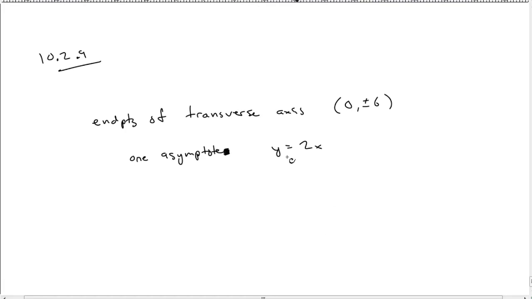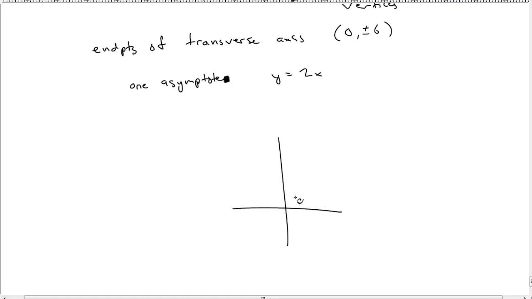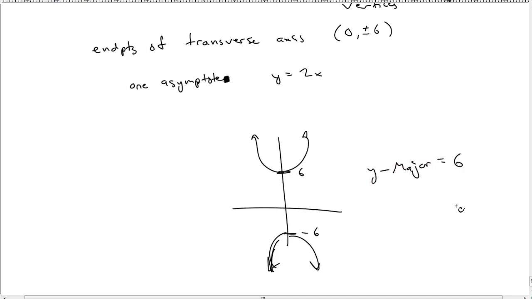I'm going to tell you the other one's just going to be plus and minus, so it doesn't really matter too much there. What do they mean by this endpoints of the transverse axis? They're trying to say these are my vertices. So my vertices, again, are going to be where my, there you go, right here. So 6, -6. That's pretty easy. We already got that far. This is going to be a y major. 6 is my major.